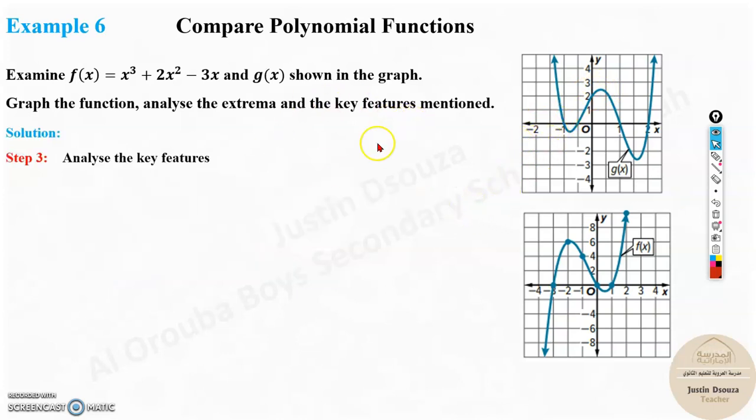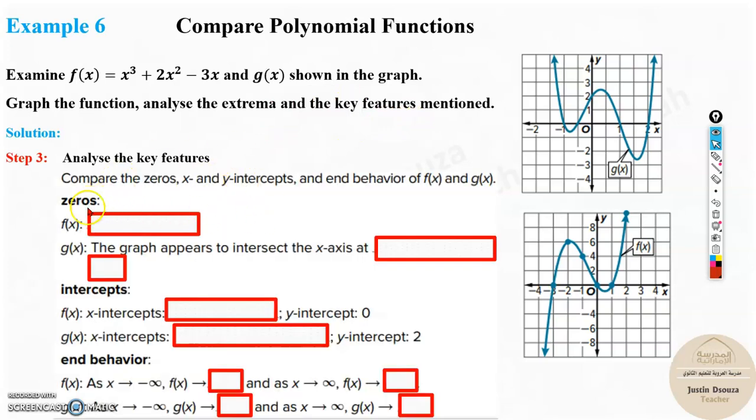So that's the thing. And there are other things to compare and analyze key features. Here they have asked you certain things. Zeros for the function f of x. Now this is the function f of x. What are the zeros? Minus 3, 0, 1. So those are the answers. Now what about g of x? Minus 1, then it's half of that, minus half, 1 and 2.